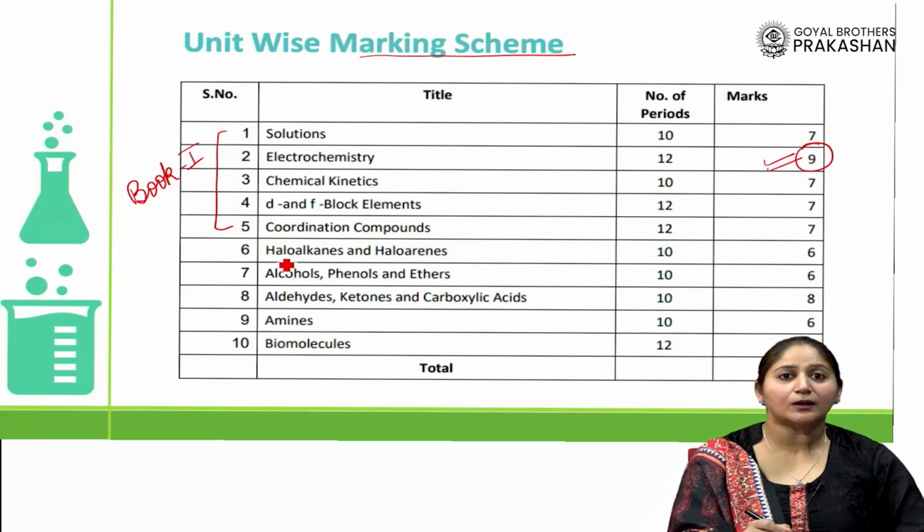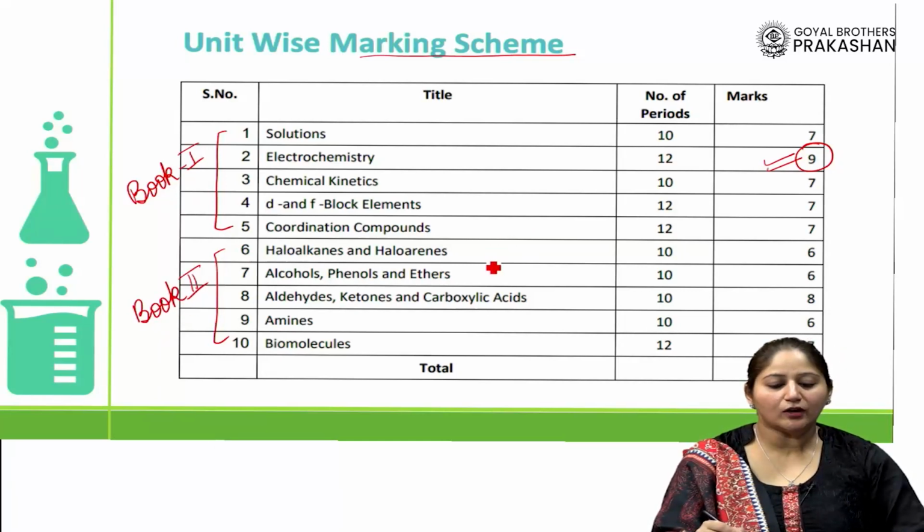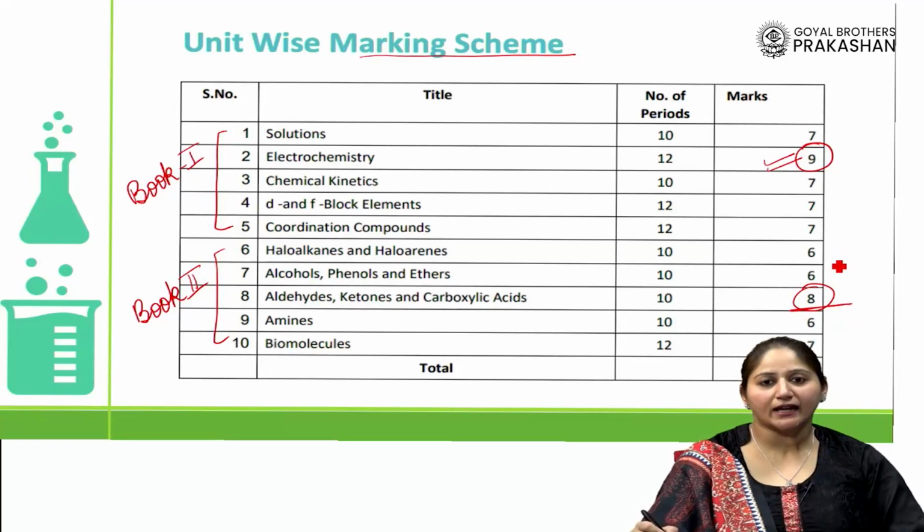Then when we talk about the second half, that is the second book, when we talk about organic chemistry, you will find the weightage is given to aldehyde, ketone and carboxylic acid. The more score is given to aldehyde, ketone and carboxylic acid, which is 8 marks. The rest of the organic chapters have 6 marks and biomolecules have 7 marks weightage. So overall 70 marks weightage.